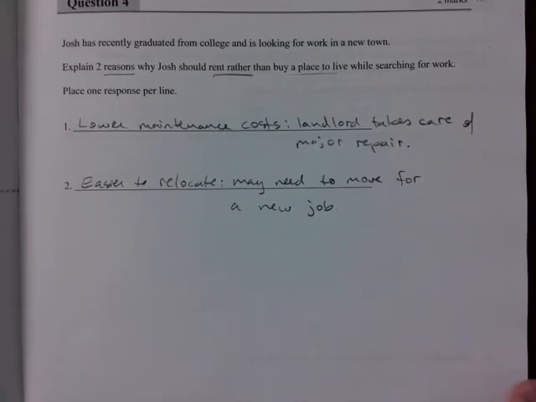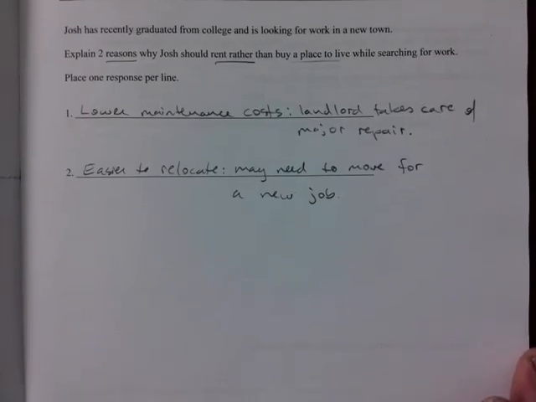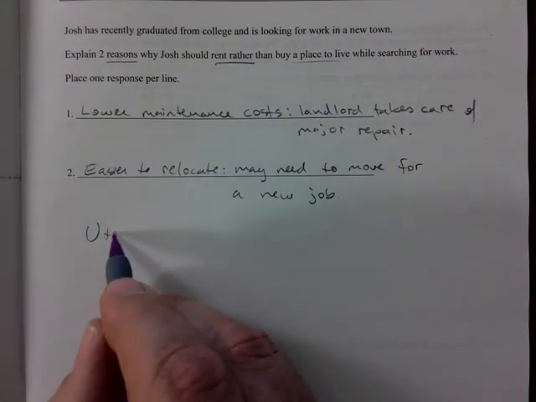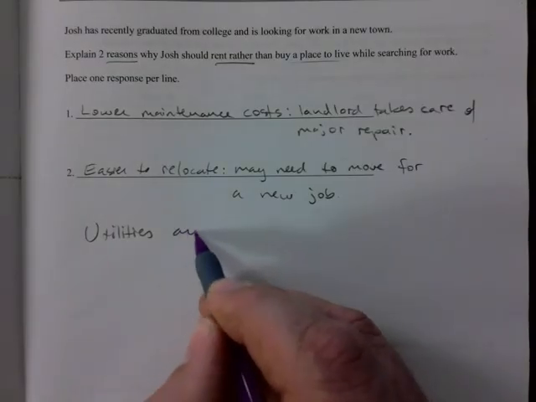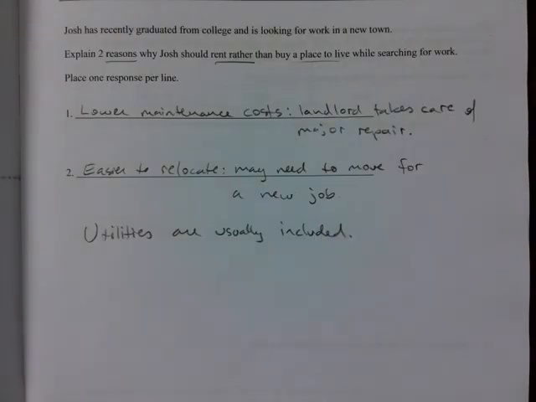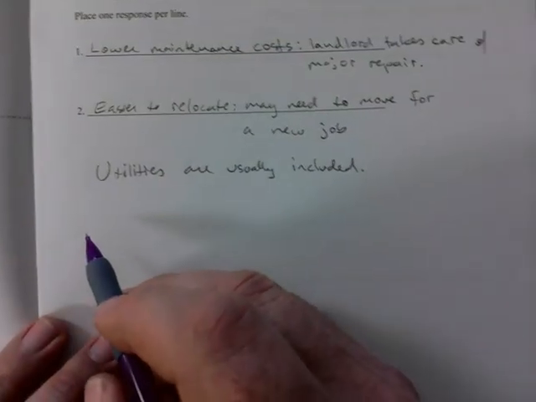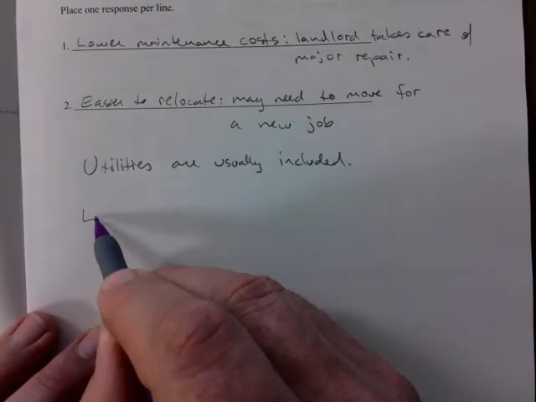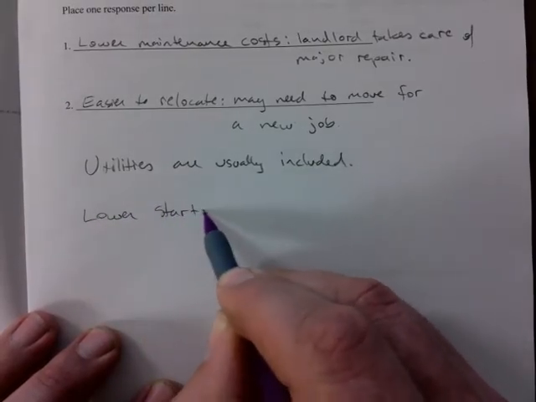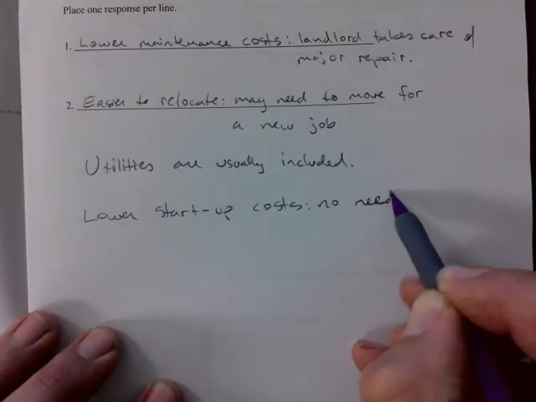what's another good advantage of renting that I gave you? Utilities are usually included, right? That's another one. Utilities are usually included, so you pay less there. Okay. All right. Another one is, let me give you one more. Lower startup cost. No need for a large down payment.